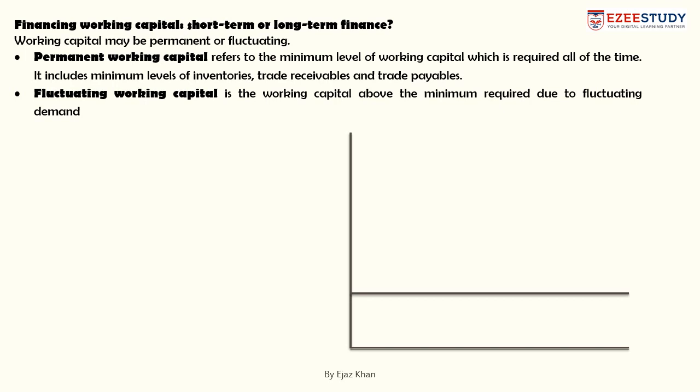For example, the minimum level of cash that it needs throughout the year, the minimum level of inventories that it will need throughout the year, and the minimum of receivables that it will have to have throughout the year in order to run day-to-day operations. So that's called the permanent working capital requirement.